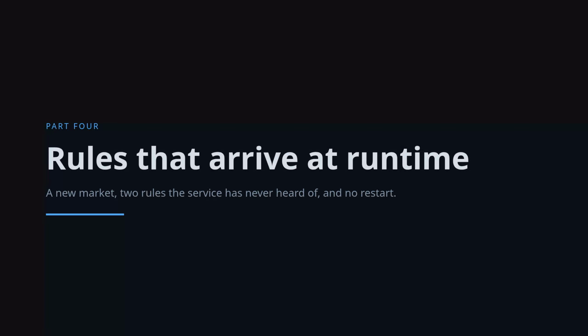The harder requirement is the one the business actually asked for. A new market opens, and it needs 2 rules the service has never heard of, on a service that cannot be stopped. That means loading an assembly at runtime, and it has one detail that decides whether any of it works.